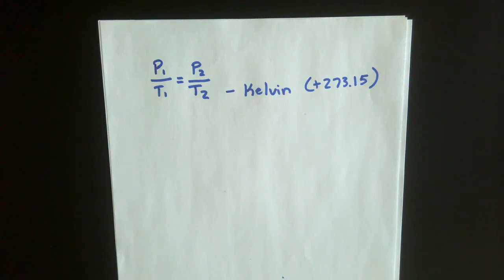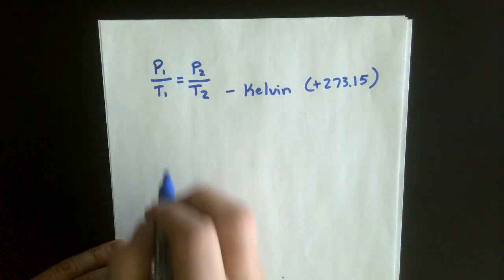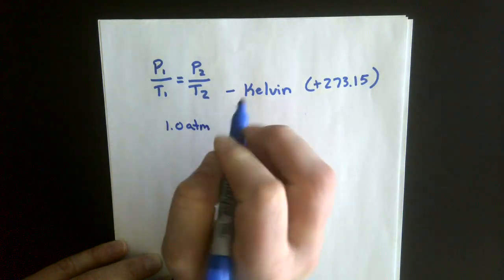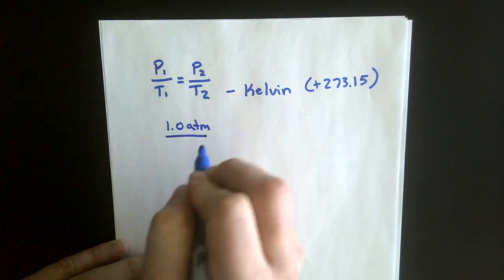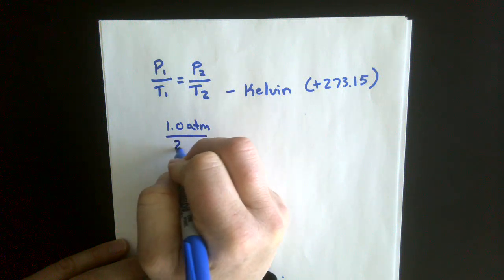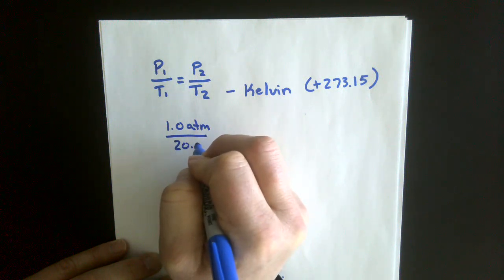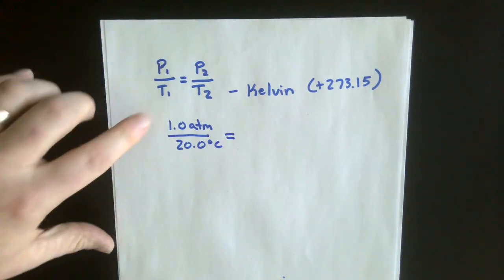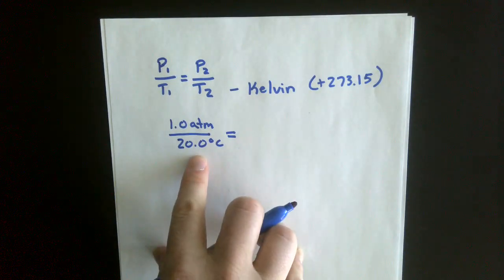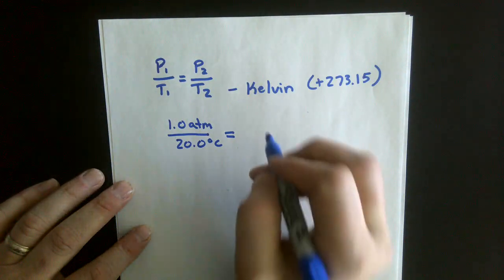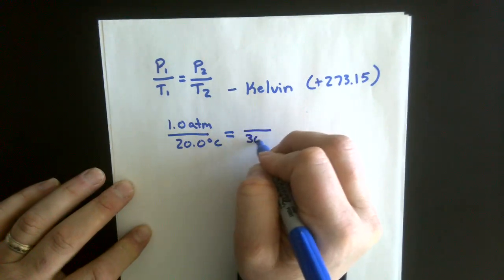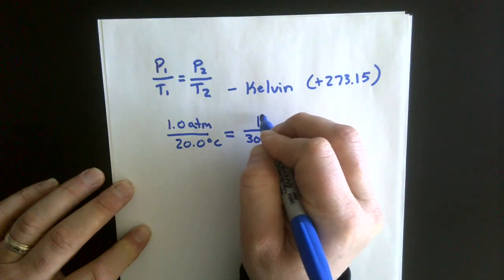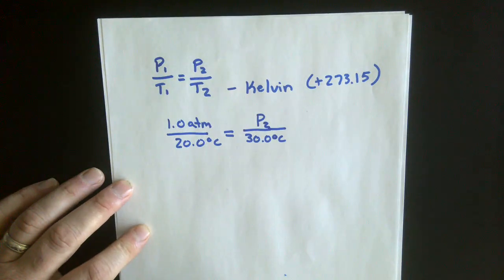So if we have some gas, let's just say at 1 atmosphere, and it is heated from 20 degrees to 30 degrees, what would happen to its pressure? And so we're going to set it up. We have a gas at 1 atmosphere as our initial pressure. We have it at 20 degrees. We're going to heat that up to 30 degrees Celsius. And we want to know what is our new pressure when we do that.